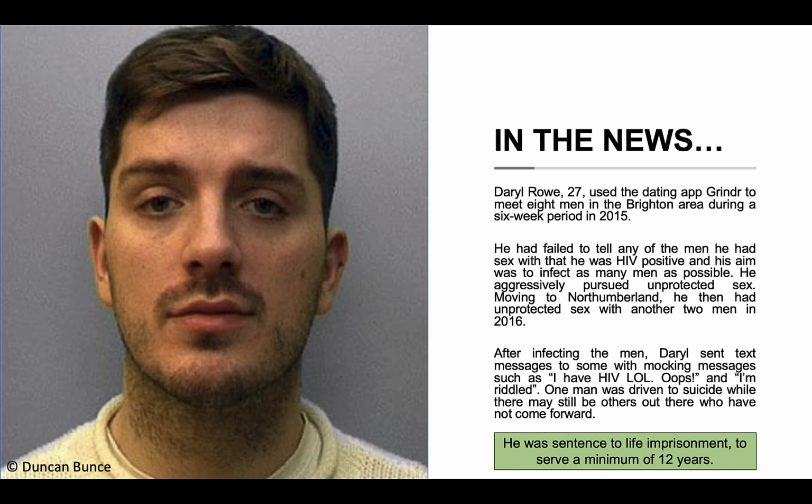So remember, with a life sentence, the judge has given it. He'll serve a minimum of 12 years, and then when he's released, he'll be released on license as soon as, I guess, the parole board are as confident as they can be with evidence that he will no longer pose a risk to the public, but he will be monitored and on license for the rest of his life.